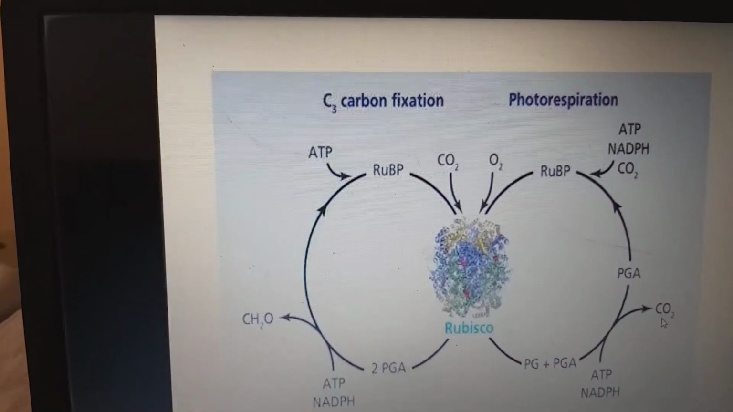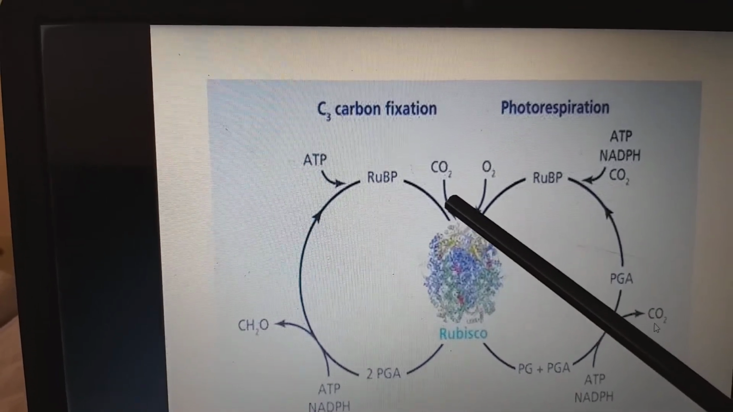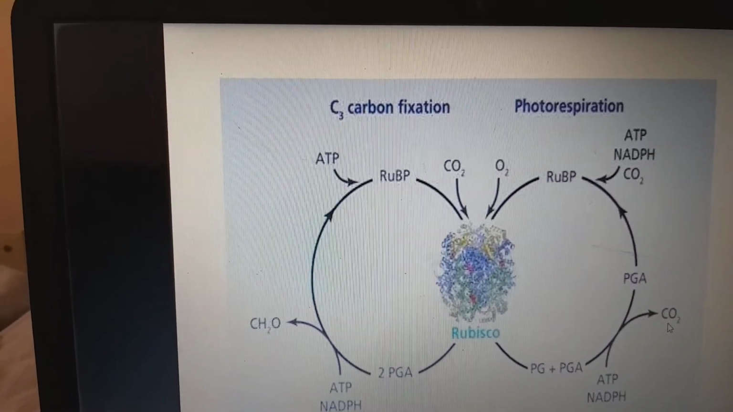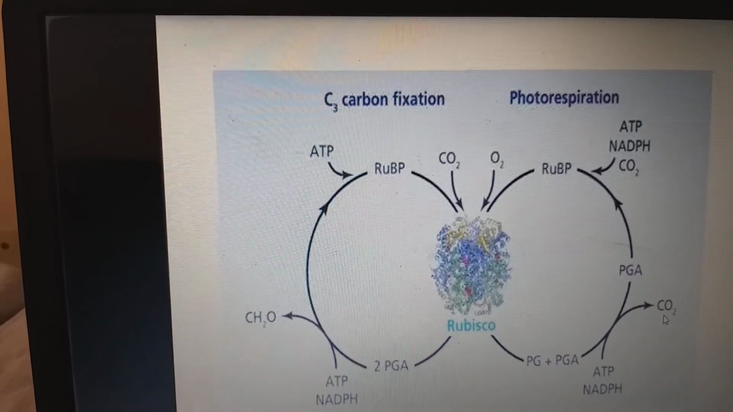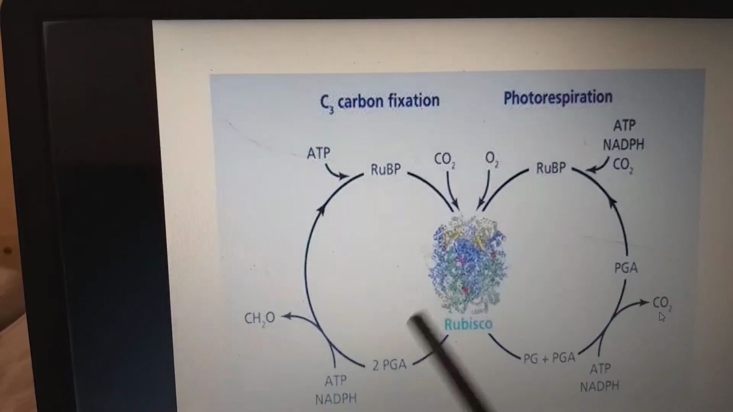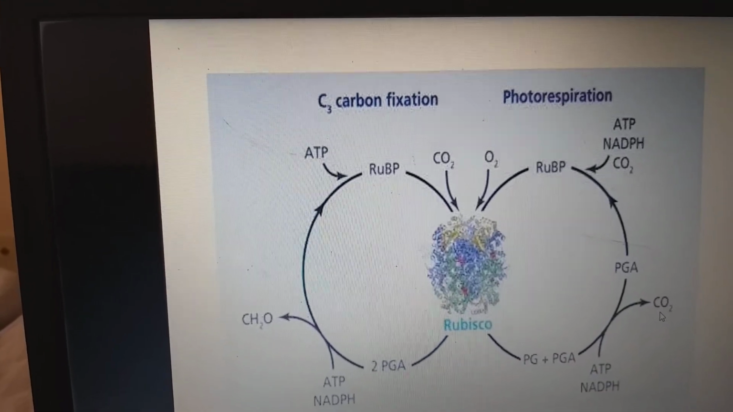So this is the same picture. We have the Rubisco. In the presence of carbon dioxide, it goes to carboxylation, the Calvin cycle. In the presence of oxygen, it enters photorespiration. Here only 1 PGA is produced in photorespiration, while in the Calvin cycle, 2 PGA are produced.